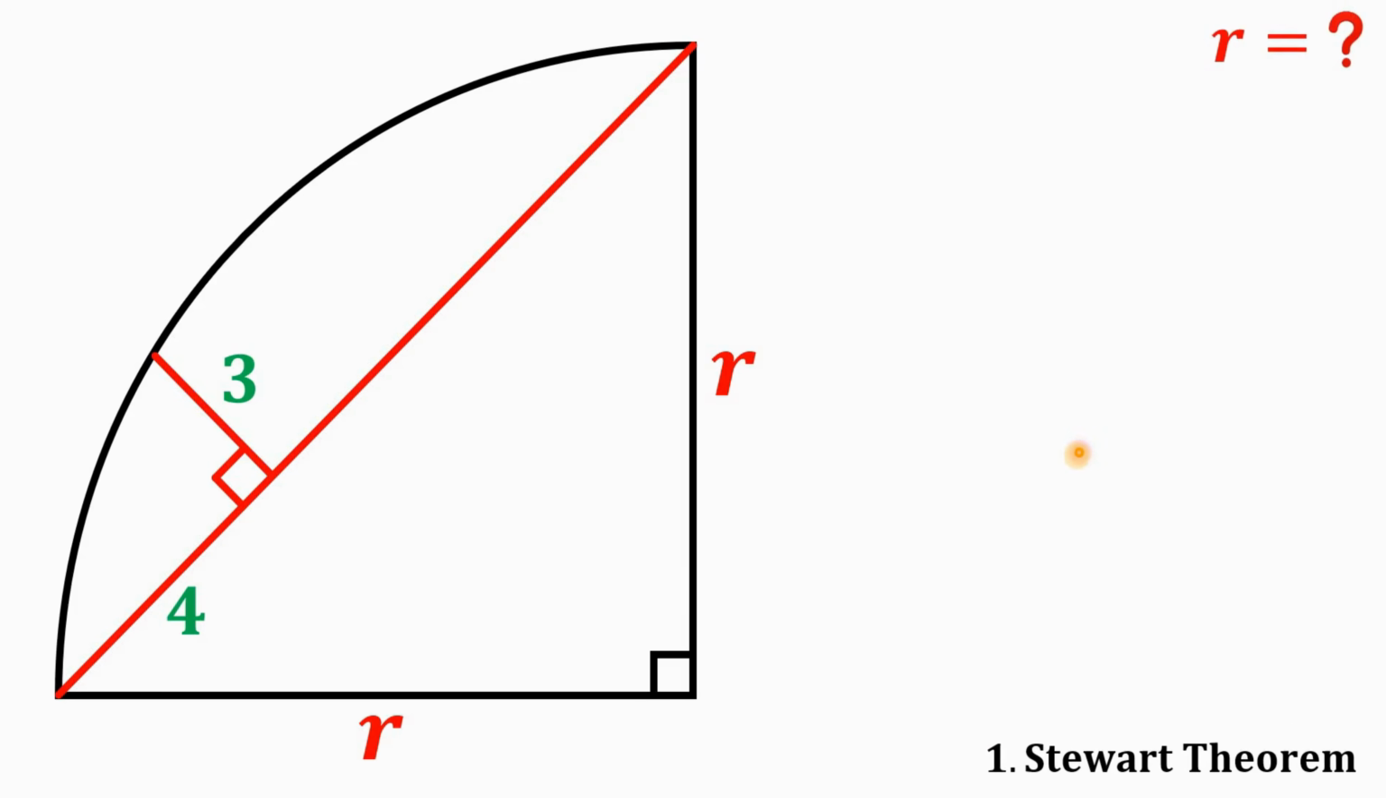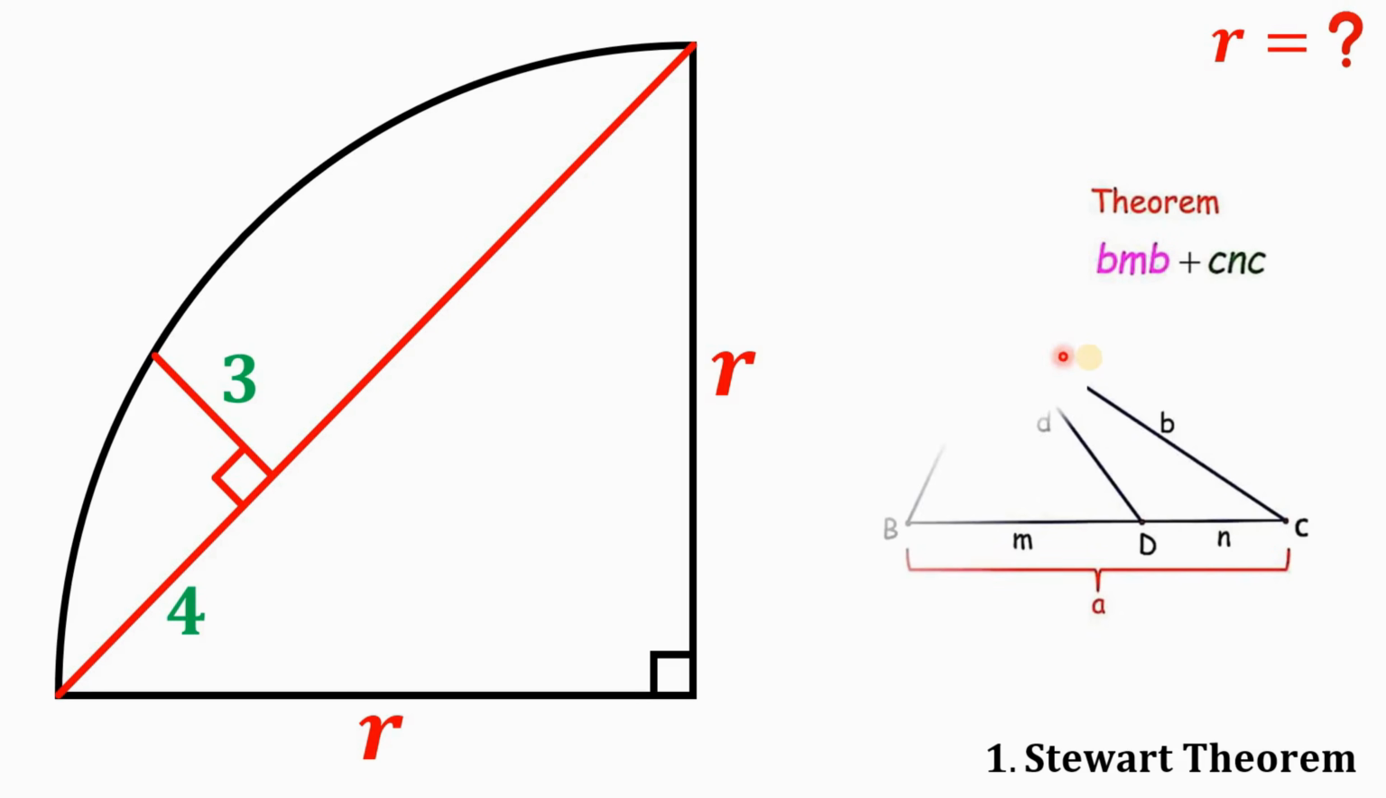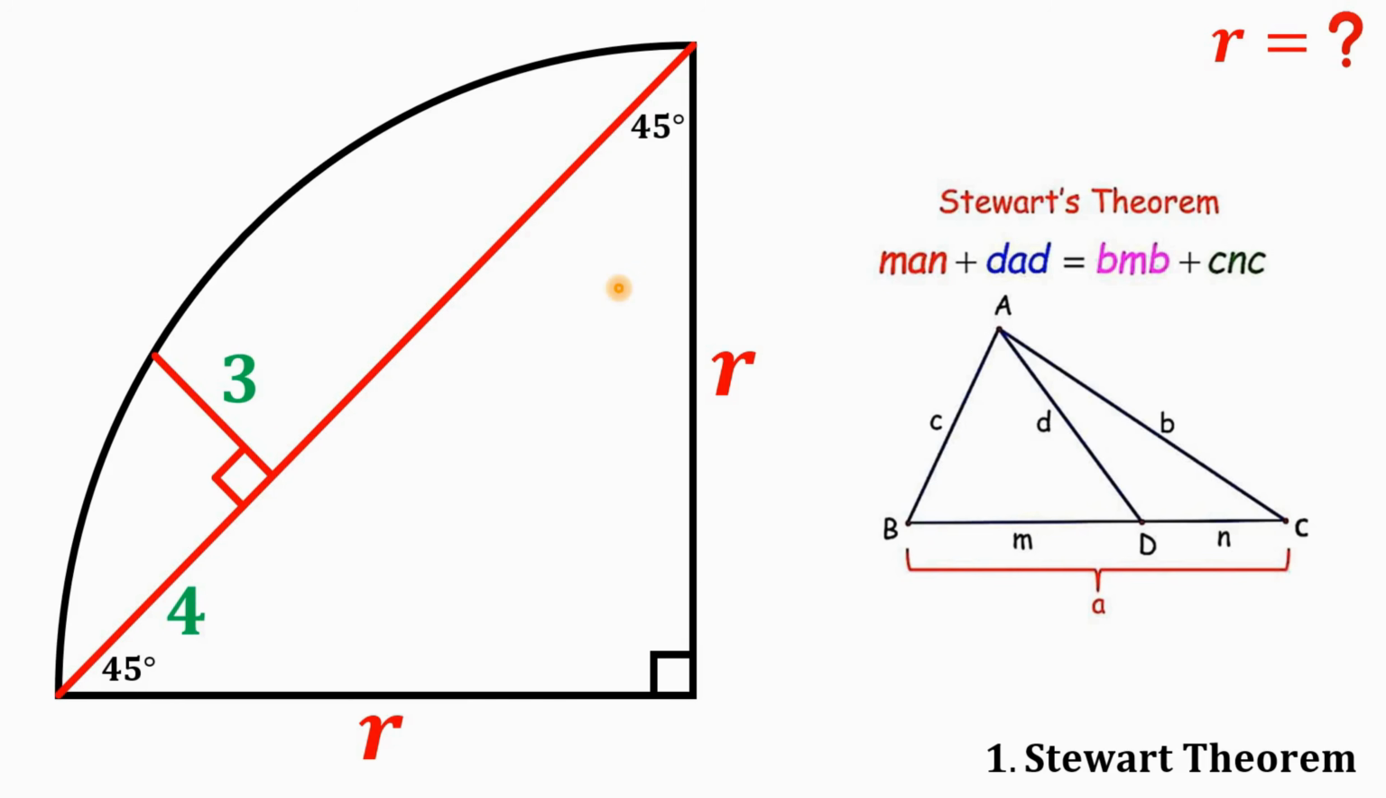Now, what is Stewart theorem? So this is the Stewart theorem. And the easiest way to remember the Stewart theorem is using this mnemonic. So man plus dad equals bomb plus sink, wherein all of these variables are the side lengths inside this triangle. Now, in order to use the Stewart theorem, take note, this is a 45, 45, 90 right triangle.